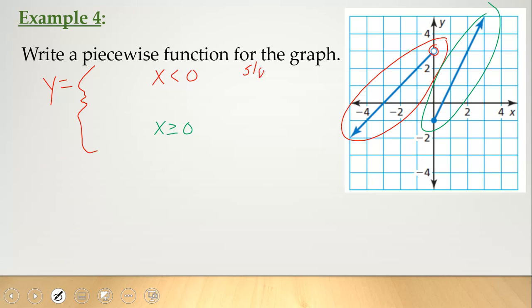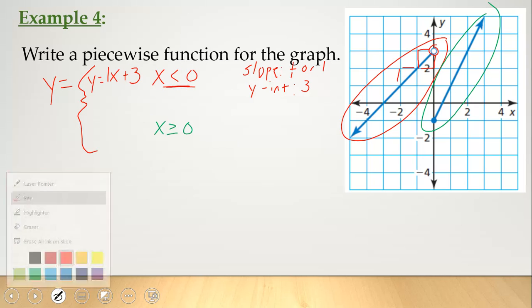So for my red line, I can easily see that my y-intercept is right there at +3. And my slope, I'm going down and to the left, or I can think of it as up and to the right. So I'm going up 1, right 1. So it's 1 over 1, or a slope of 1. So what is my equation going to be? y equals 1x plus 3. So when you're dealing with these problems, it's easiest to find the restriction first, and then create the equation of the line after that.